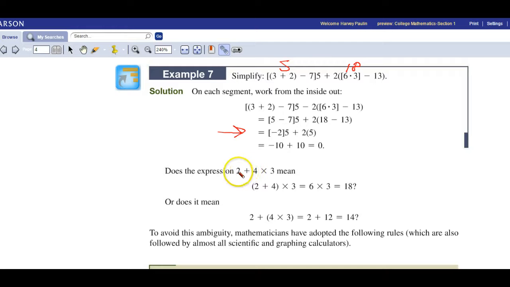So for something like this, where there's a plus and a times, we do the times first. And they're just checking you out here. You don't do the addition first. You would do the times first. So often they do put, for clarification, parentheses in there. Okay.